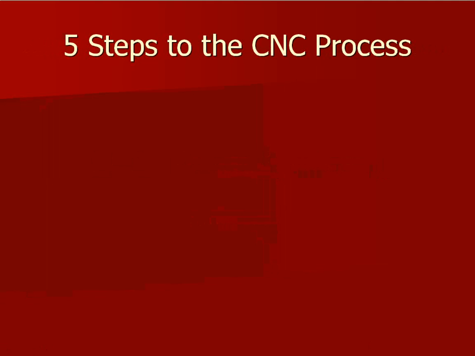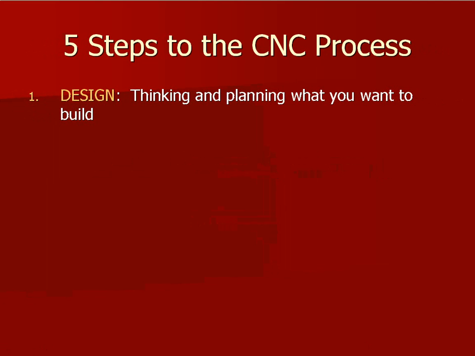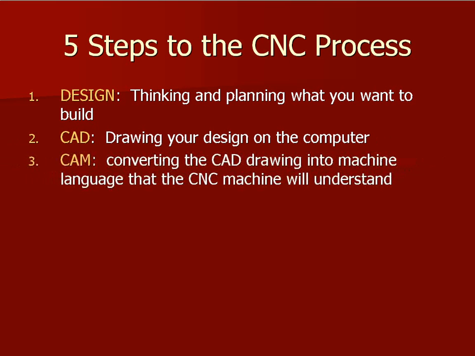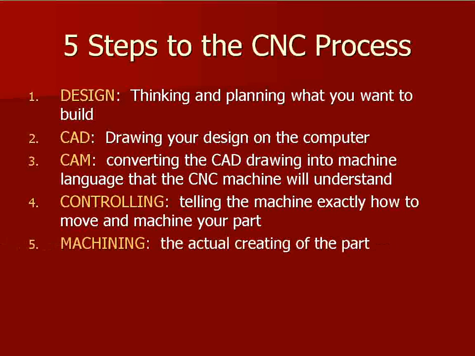So the 5 steps to the CNC process, that'd be a good time to step back and look at the whole routine. The first phase, of course, was design, so we had to think and plan what we wanted to build. The second phase was CAD, which was drawing your design on the computer, that computer-aided design piece. And now we're at the third step, which is CAM, converting the CAD drawing into the machine language that the CNC machine will understand. So we're going to dig into that a little bit, and then the final 2 steps are yet to come, controlling and machining.